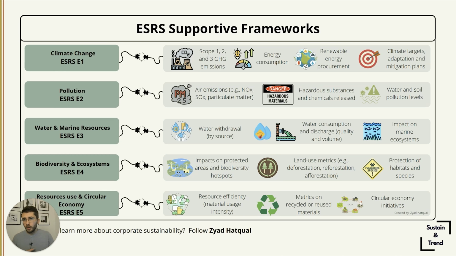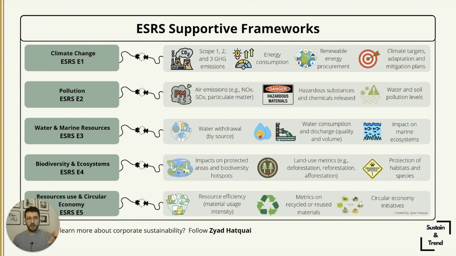When it comes to E2, or pollution, we are talking about pollution to air, water, and soil. We are talking about hazardous substances, chemicals that are released and so on. This is also quite a good number of KPIs, depending on the industry. We're talking about water and marine resources. Here we are talking about the withdrawal of water by source. We're talking about your water consumption and discharge. And when we talk about discharge, we are talking about quality and volume. We talk about impact on marine ecosystems.